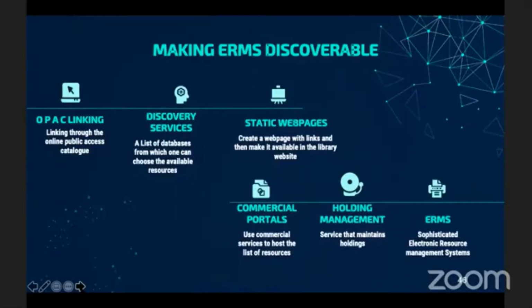Now, there are a number of ways in which an electronic resource can be linked and made discoverable to the users. The most common is through the library's online public access catalog. When most of the electronic resources are subscribed or purchased, there are possibilities of receiving the MARC records, which can be readily populated into the library's catalog, which allows linking and discovery through the library catalog. Some libraries even provide a link through a static web page as an electronic resource page with links to the resources and make it available at the library website. Some use commercial portals which provide third-party access to the content, and some libraries do it through services that maintain holdings or through more elaborate electronic resource management systems. Most of the libraries use very sophisticated or specialized discovery services offered by commercial vendors.